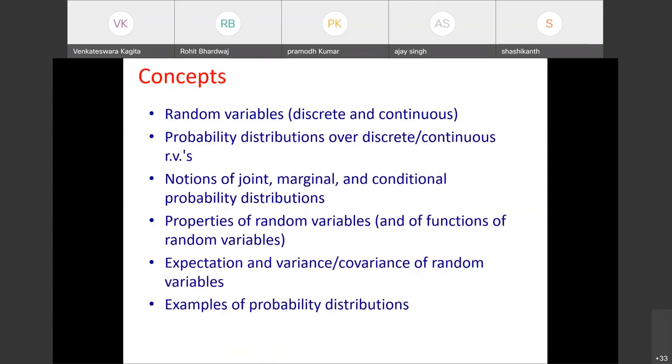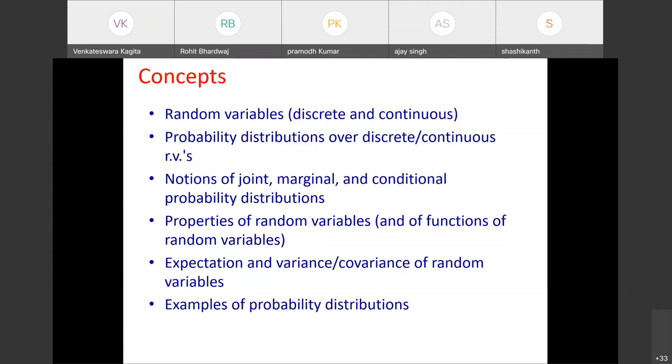So in this session, we deal with random variables, both continuous and discrete random variables. Then we'll deal with the notions of joint, marginal, and conditional probability distributions. We'll also discuss the probability properties of random variables: expectation, variance, covariance. And we'll discuss the probability distributions over discrete and continuous random variables with examples. So this is the agenda for this particular session.